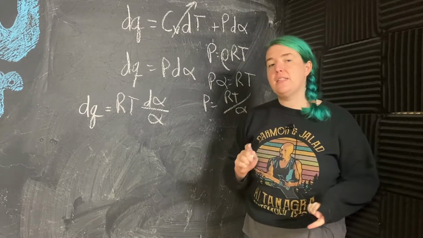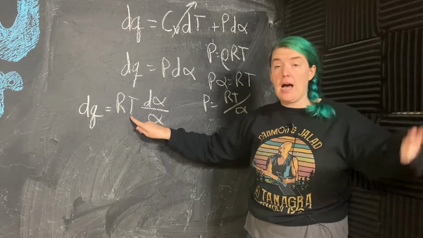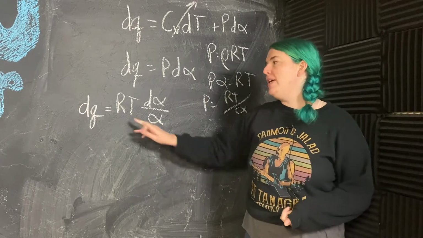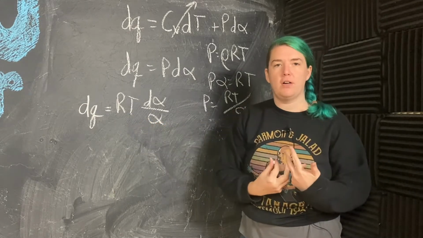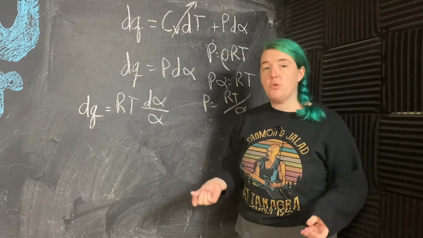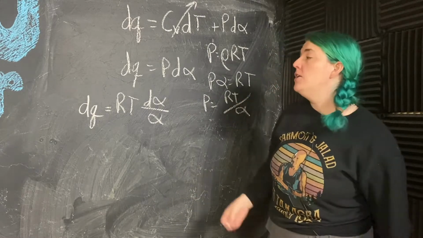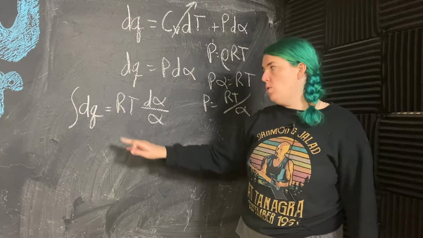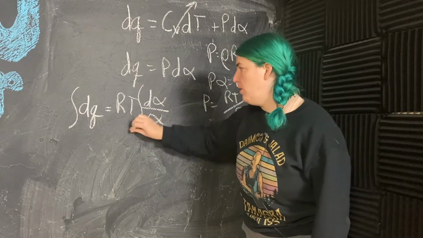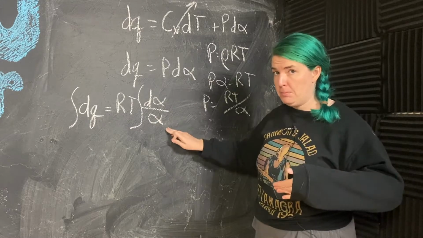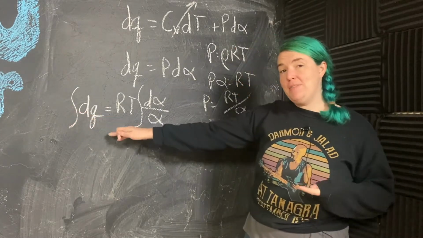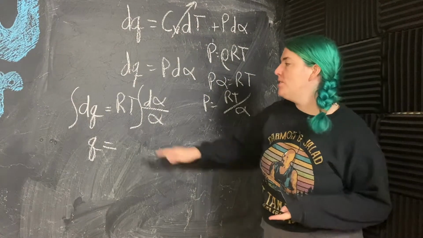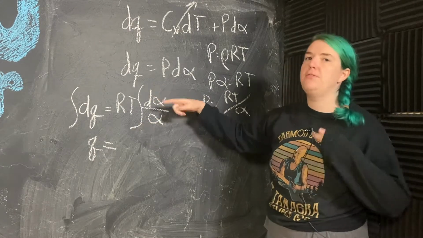Now, since in this system temperature is constant, because this is an isothermal process, and the gas constant is by definition constant, we don't have to integrate these guys, we can pull them out of our integral. So like doing any math, we're gonna do the same thing to both sides. So I'm gonna take the integral of dq, and that's going to equal RT times the integral of d alpha over alpha. Turns out the integral of a derivative is just the thing itself. So Q equals RT times this integral of d alpha over alpha.